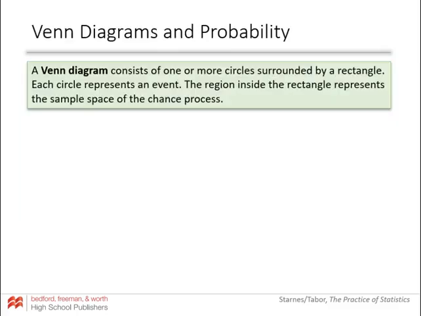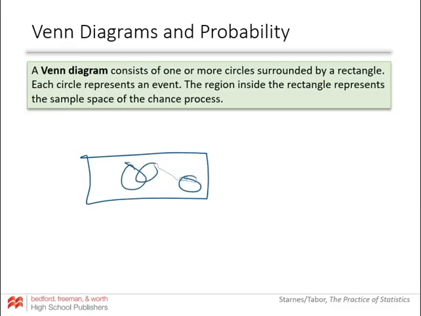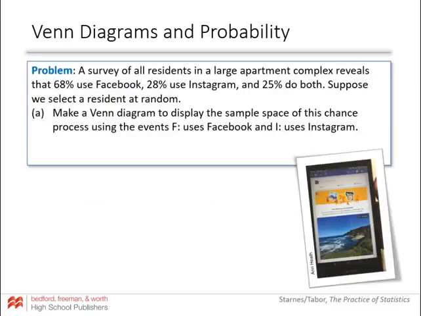Then the last way of looking at probability that we're going to talk about in this section is Venn diagrams. So you might remember doing this in geometry. We're always going to start with a rectangle, and then we can draw different circles, maybe overlapping, maybe not, depending on how many events we're talking about and the probabilities of those things happening. So let's look at an example. We have a survey where 68% use Facebook, 28% use Instagram, and 25% do both. We want to make a Venn diagram for this event.